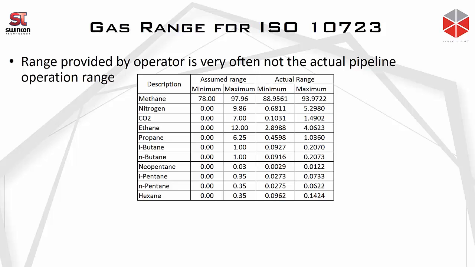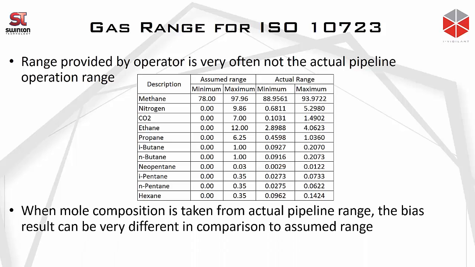Nitrogen is assumed 0 to 9.8%. In the actual case, it's only 0.7% to 5.2%. So all individual values here, even ethane, which goes between 0 to 12, in the actual case is pretty much between 3 and 4. So it's a very short range.